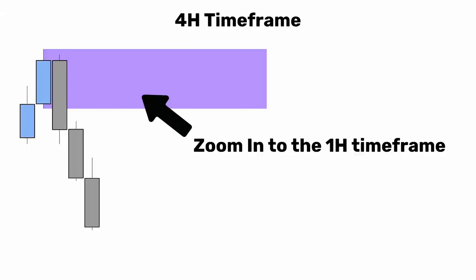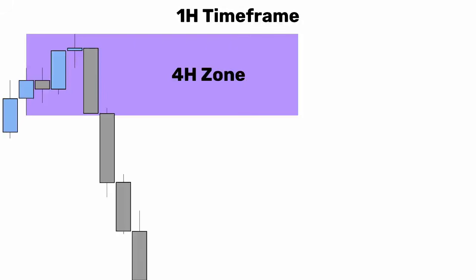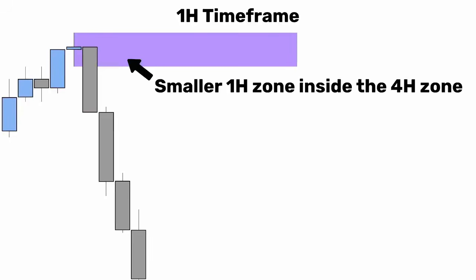What we can do here is zoom in to the 1-hour time frame to identify smaller supply zones inside of this 4-hour zone. So here's an example of what the 1-hour time frame might look like. If we were to map on the 4-hour zone, it may look like this because it's going to be covering a broader range of candles. But what we can actually do now is refine this supply zone to a smaller 1-hour zone that exists inside of the 4-hour zone. We see further imbalance and we see a smaller supply sitting at the top.